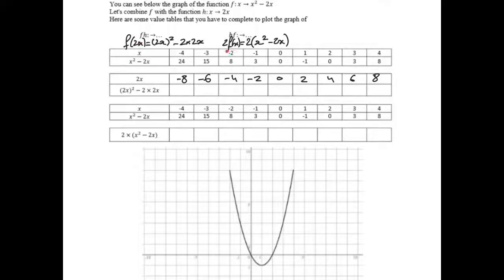So when x is minus 2, 2x here is minus 4. So we want f of minus 4. F of minus 4 is something that we worked out in the first table. That's right there. So we know that f of minus 4 is 24. Similarly, f of minus 2 will be 8, as shown here. So we can complete this part of the table just like that. We don't really care about the values here because that would be out of the graph anyway. And all we need is to look at these values here to understand what's going on.